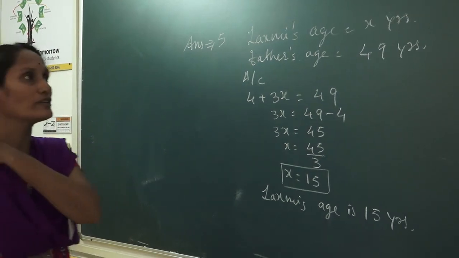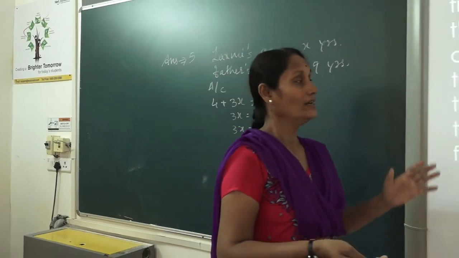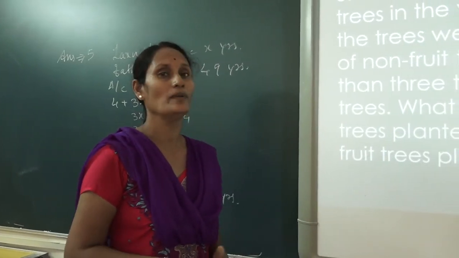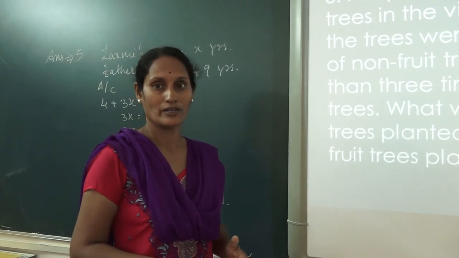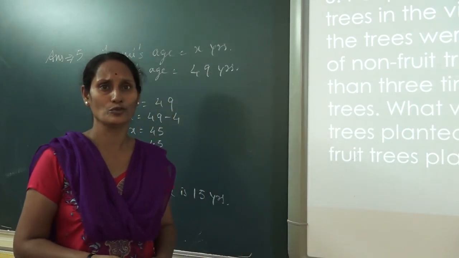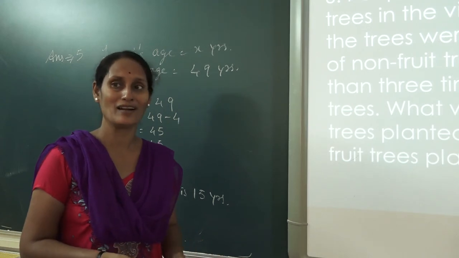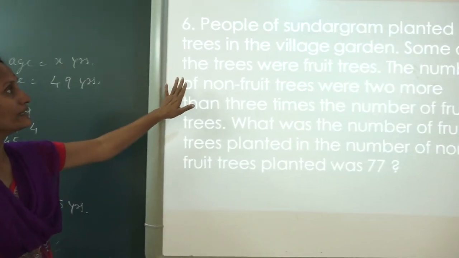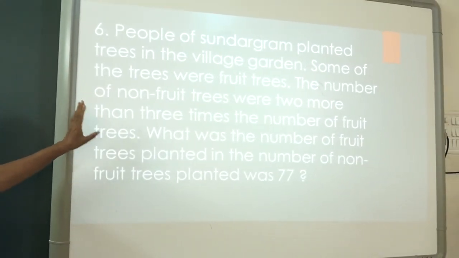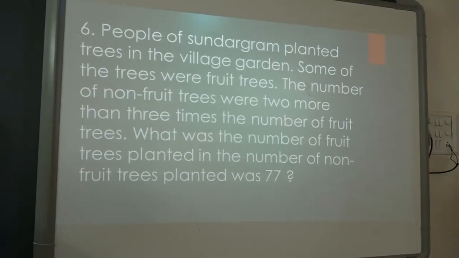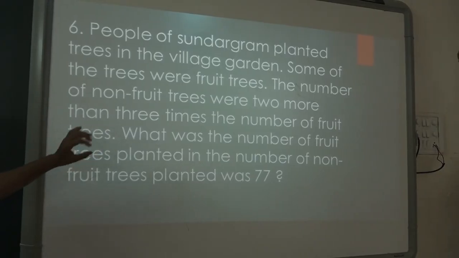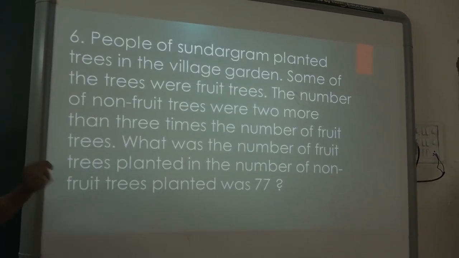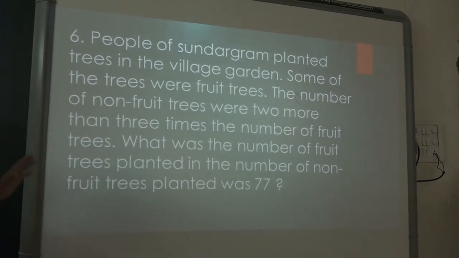Yes, this is related to our planting of trees. Whenever you plant a tree in your garden or in the village, you used to see whether it is ornamental plants, fruit-giving plants or whatever. Okay, so let's go with this. In Sundargram, the people planted fruit trees as well as non-fruit trees. The number of non-fruit trees was 2 more than 3 times the number of fruit trees. 2 more means 2 plus. 3 times means what variable will you take? Suppose we take x. So 3x.